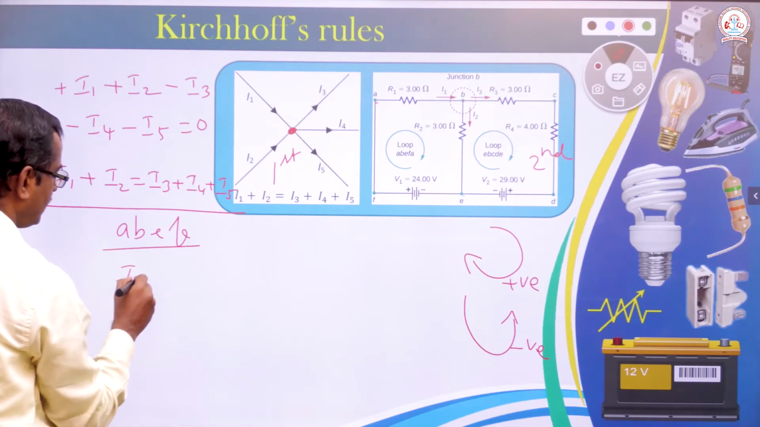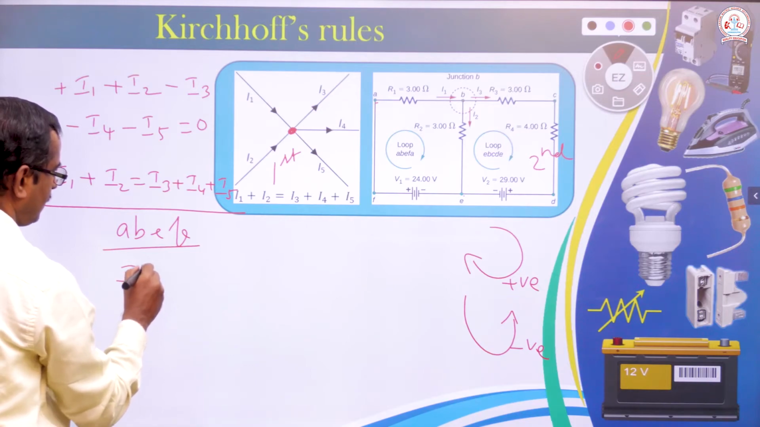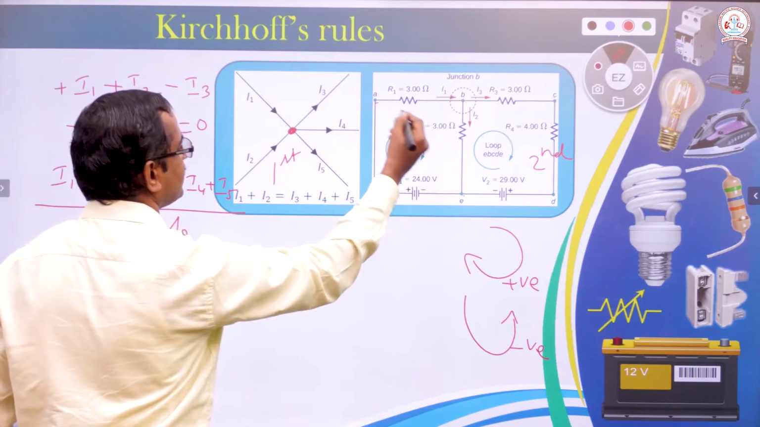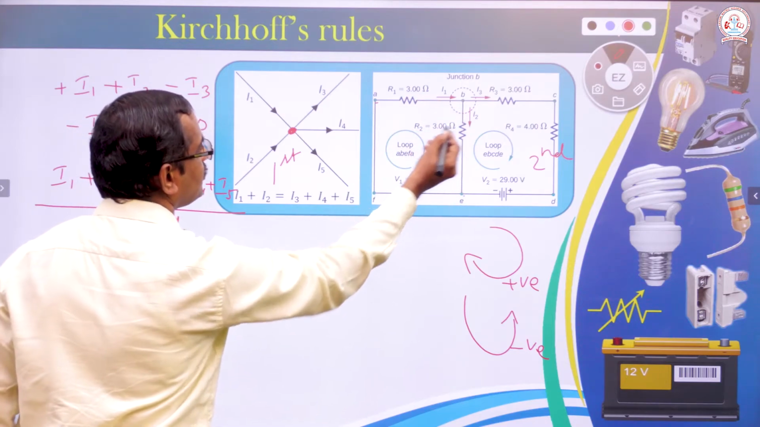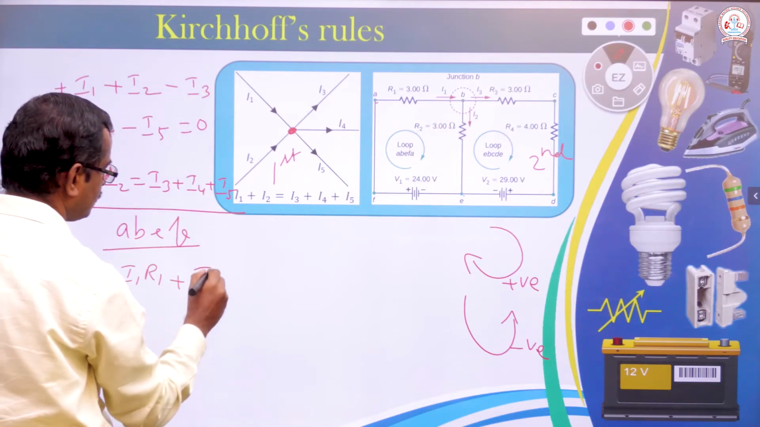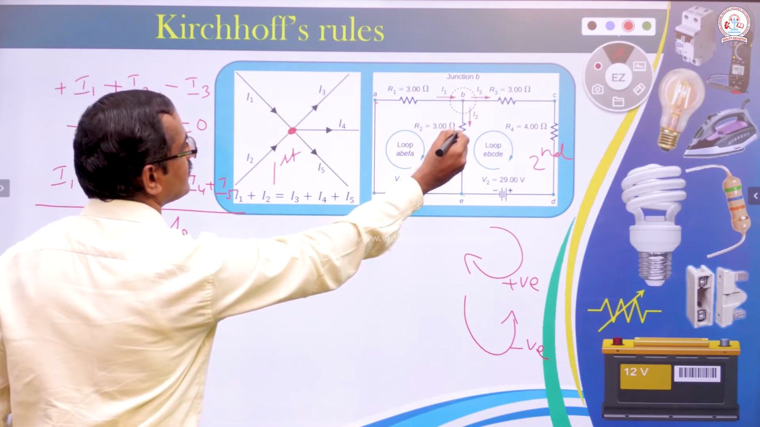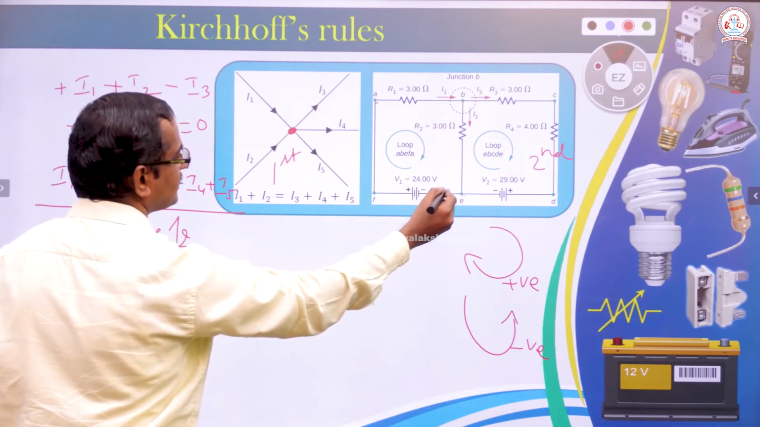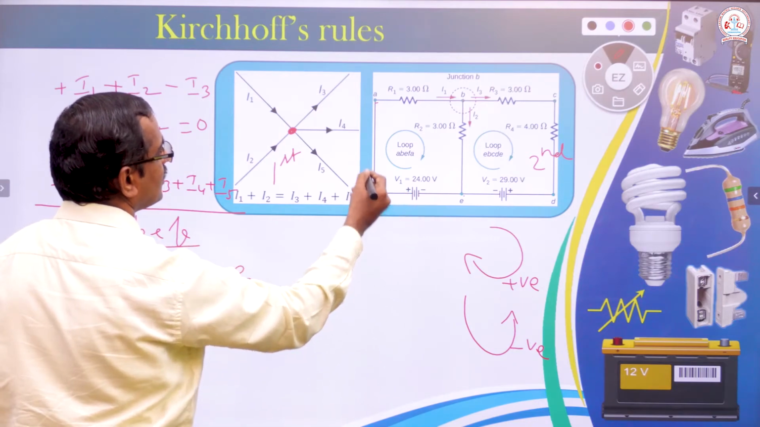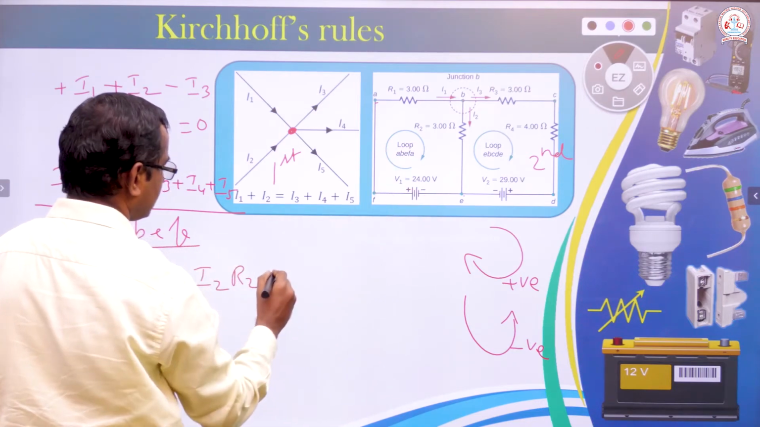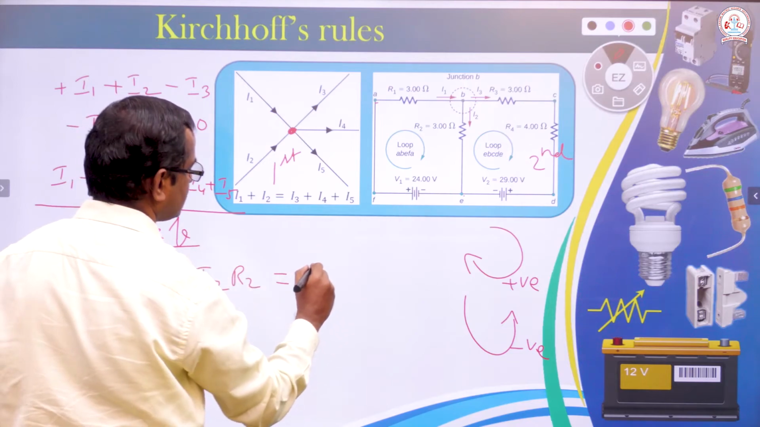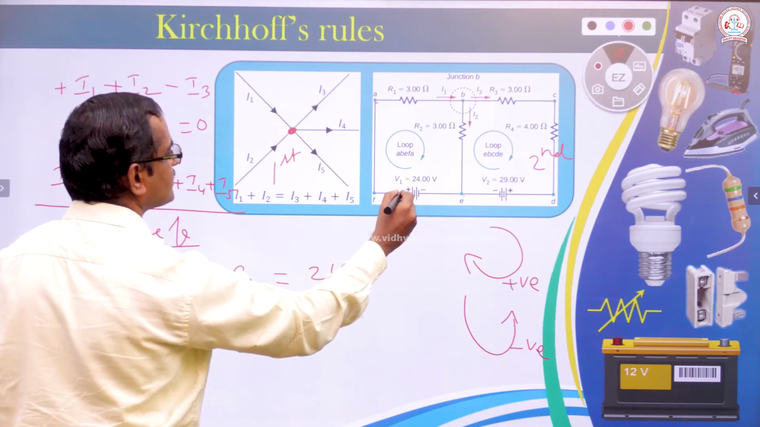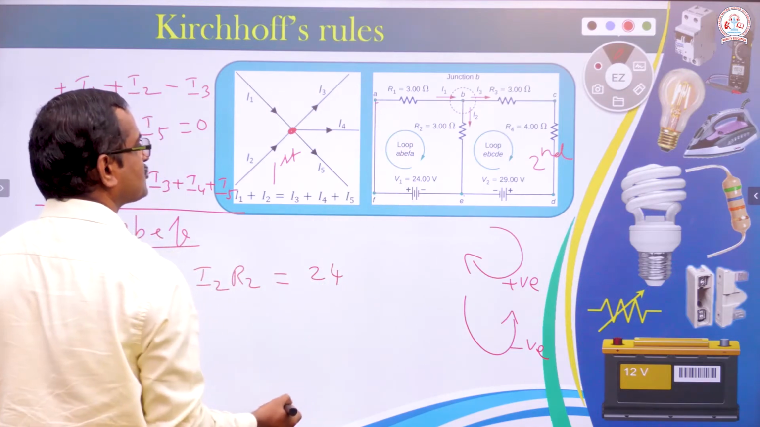Therefore, I1 into R1. We have I1 into R1. The current is in clockwise direction, therefore it is positive. Here, we have plus I2 R2. When it comes here, we have a battery connected there, that is equal to 24 volts, and here the current is in clockwise direction, then it is positive.